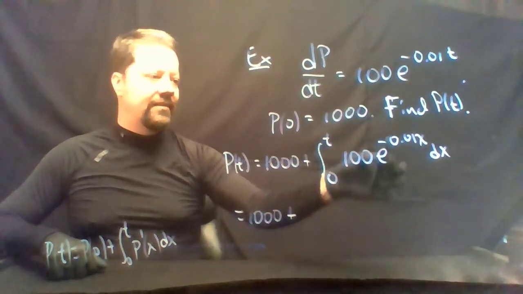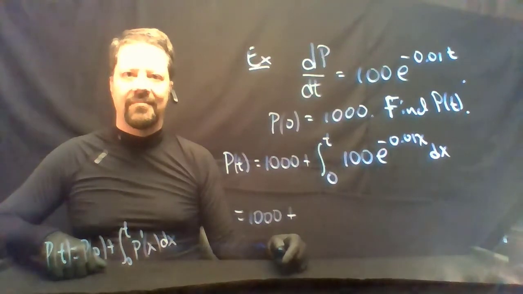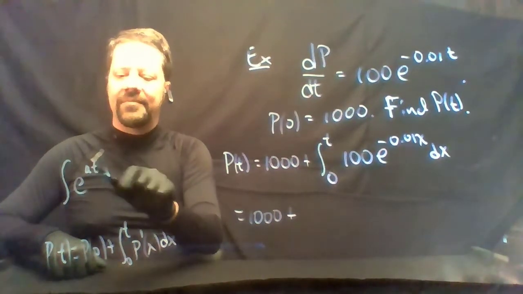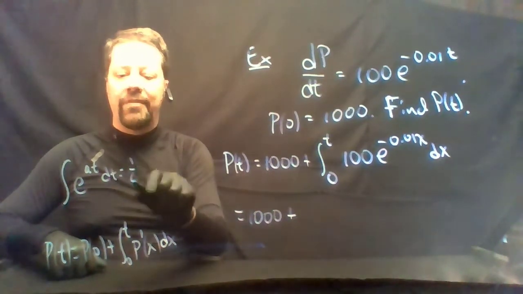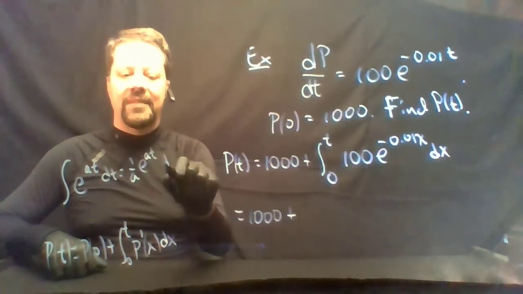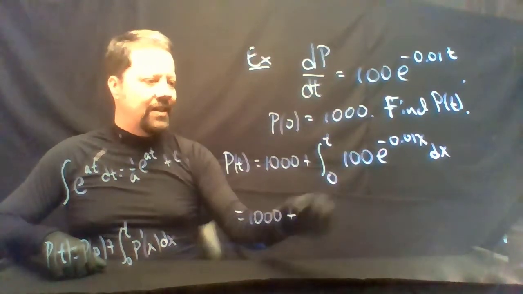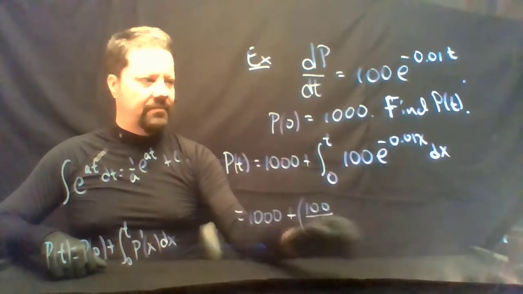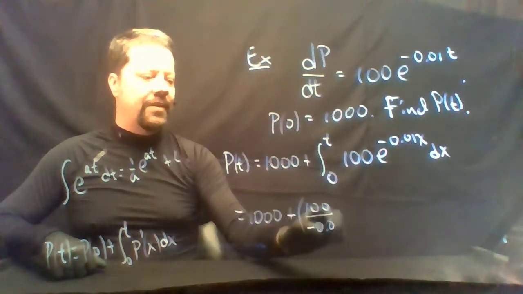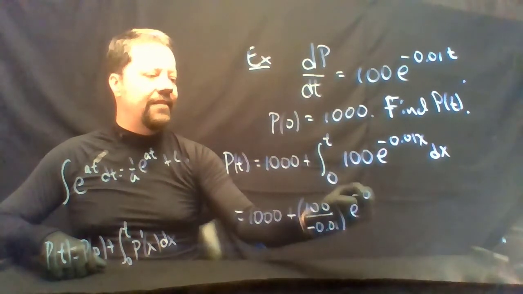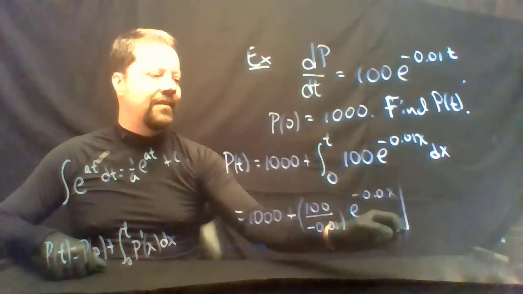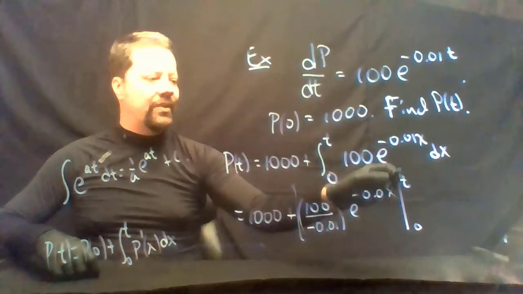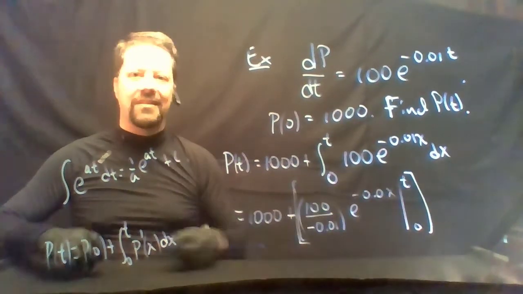When we divide, remember that the integral of e to the at is 1 over a, e to the at plus a constant of integration. So what we're going to have here is 100 divided by negative 0.01 e to the negative 0.01 x evaluated from 0 to t. The evaluation only takes place on this last part.